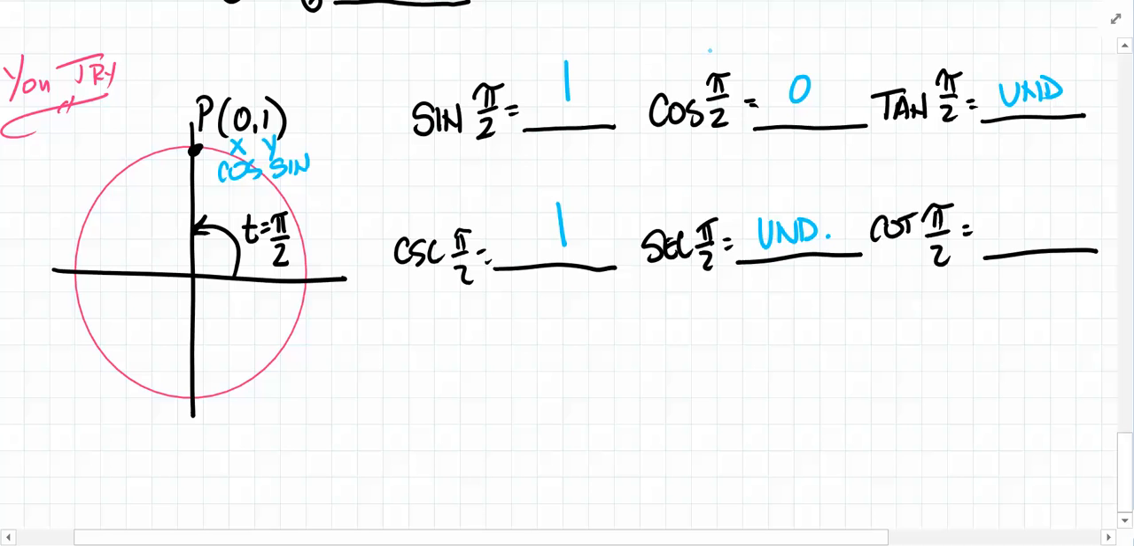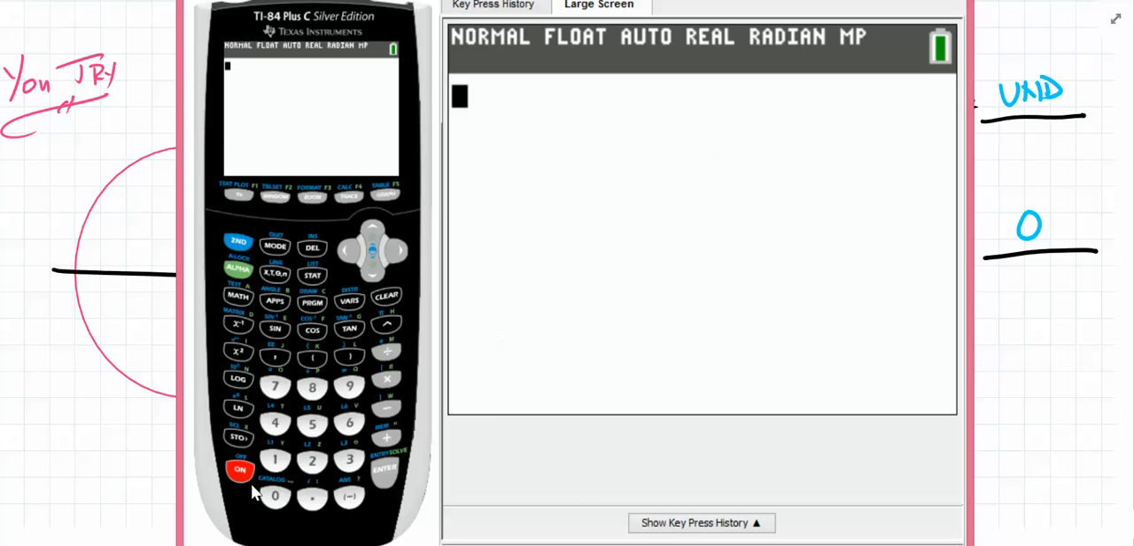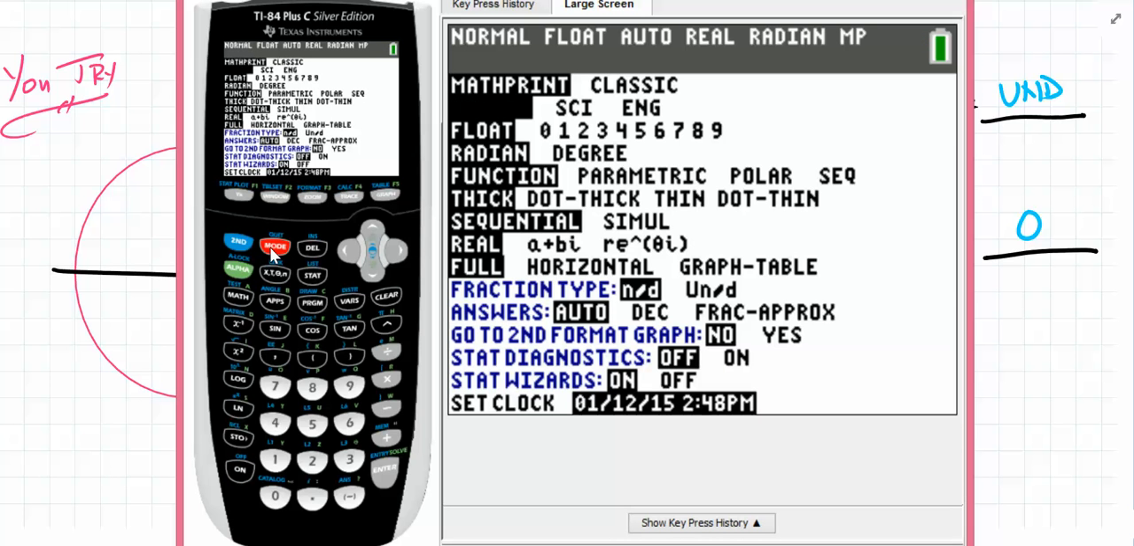Alright, your calculator has two modes in which it can measure angles, and the way that you figure out which one it's in is by pushing this button here. You will see on the third line down that there are two ways of measuring angles, which of course we now know about, radian and degree. So right now, which mode is my calculator in? It's in radians because that's the one that's blinking.